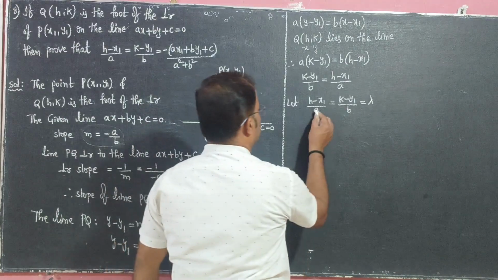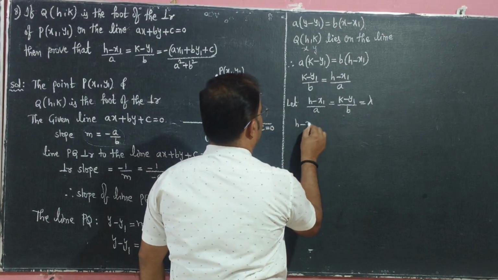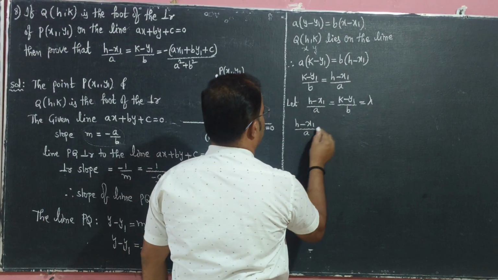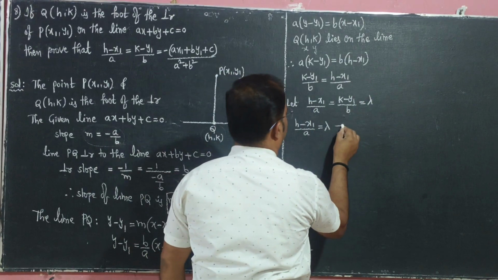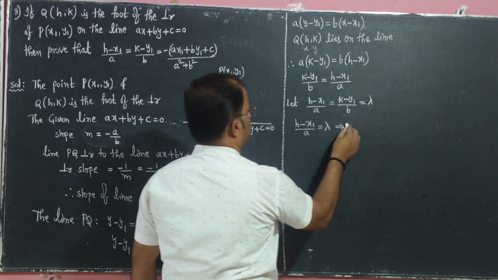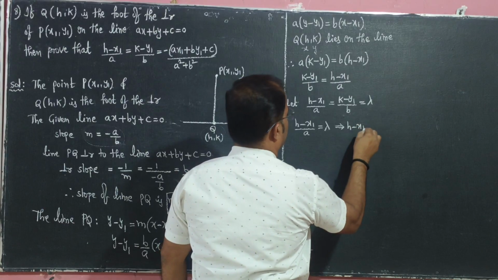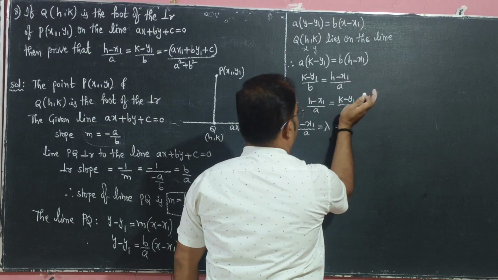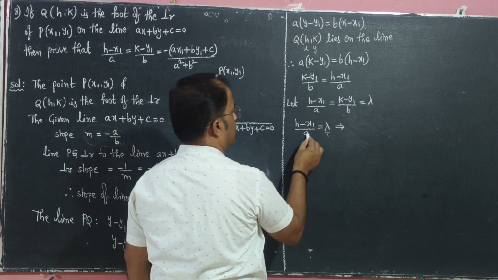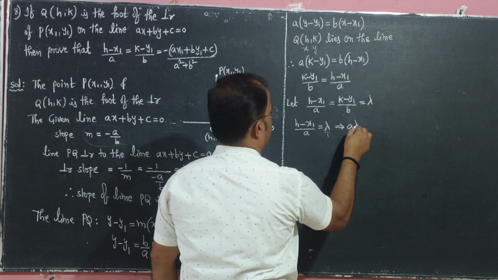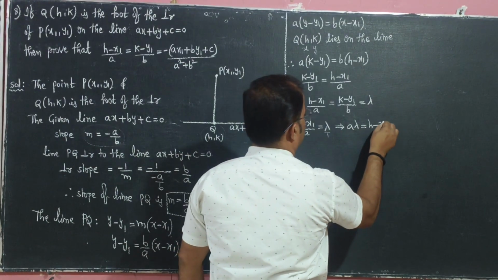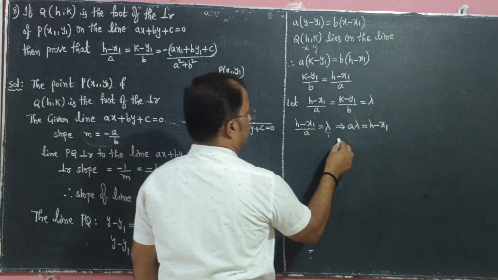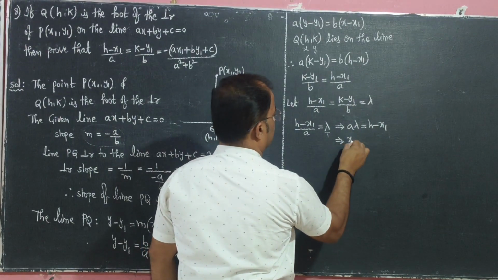So first one equals lambda: h minus x1 by a equals lambda. First term equals lambda. Clear? Okay, h minus x1 equals a lambda. Otherwise we multiply by 1: a into lambda, a lambda. Clear? h minus x1 into 1, h minus x1. Clear? Minus x1 becomes plus x1.